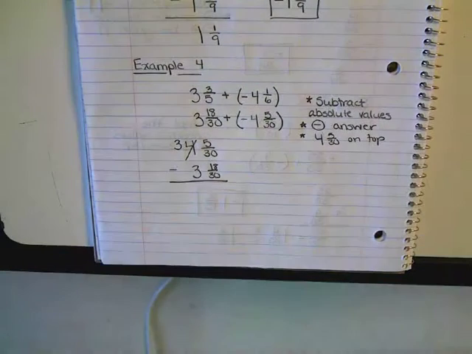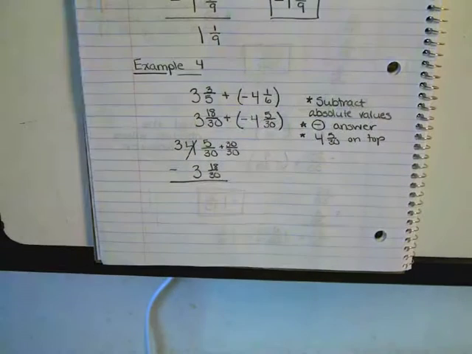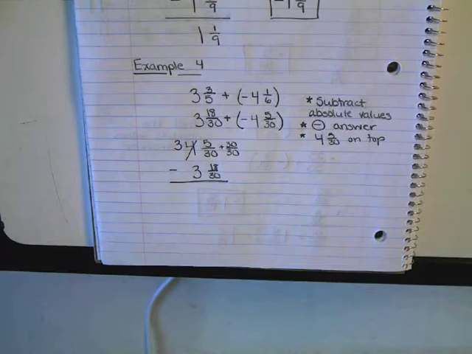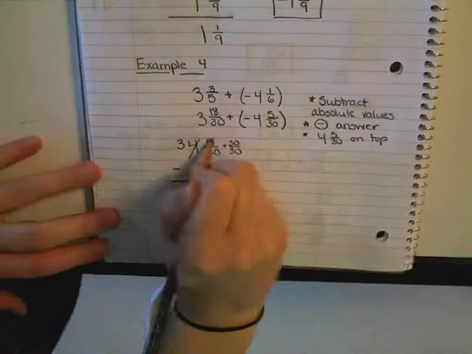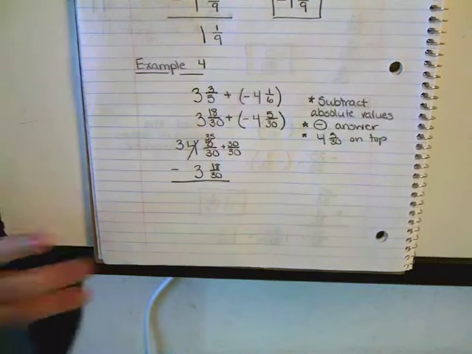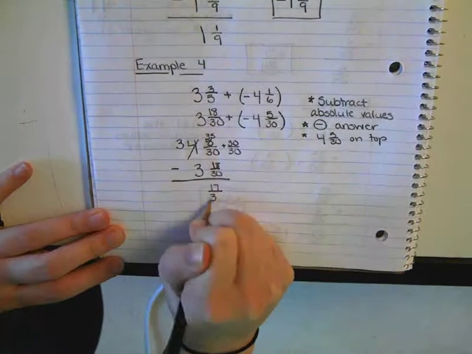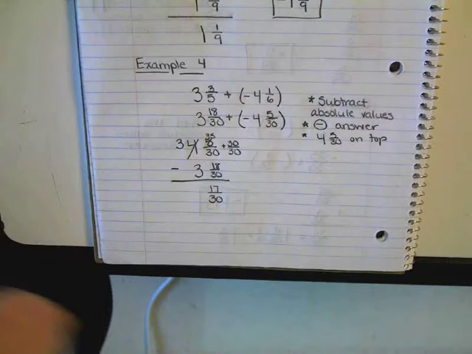30. I'm not borrowing 30. So say it all together. You're going to borrow 30 30ths from the 4. Good. I'm borrowing 30 30ths from the 4, or 1 whole. So if I'm borrowing 30 30ths, I have 5 30ths plus 30 30ths, and now I have how many 30ths? 35 30ths. Sounds so weird. Okay. 35 minus 18 is what? 17 30ths. And 3 minus 3 is 0.